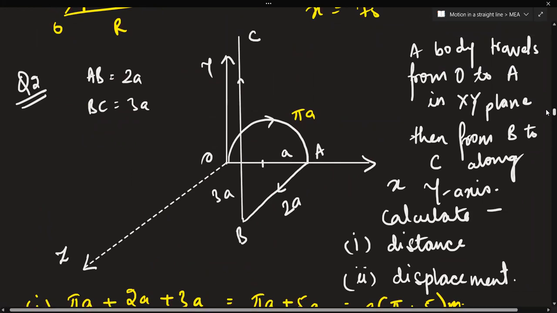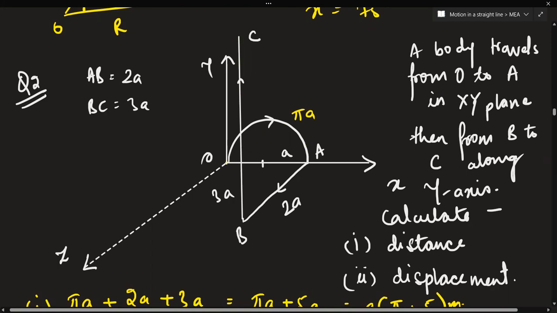Look here. This has a much simpler diagram because I have not written things over here, so you'll be able to understand it better. Look here. This is showing you just the path only from point O. See what is written in the question. A body travels from O to A.